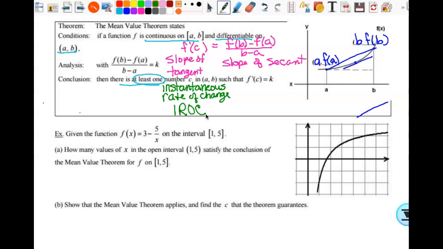And then your slope of your secant, that is your average rate of change. That's where the mean comes from. And that can be AROC. So with the mean value theorem, f prime of c can equal the slope there. Slope of tangent equals slope of secant. Instantaneous rate of change equals average rate of change. That's where your mean value theorem is coming in.